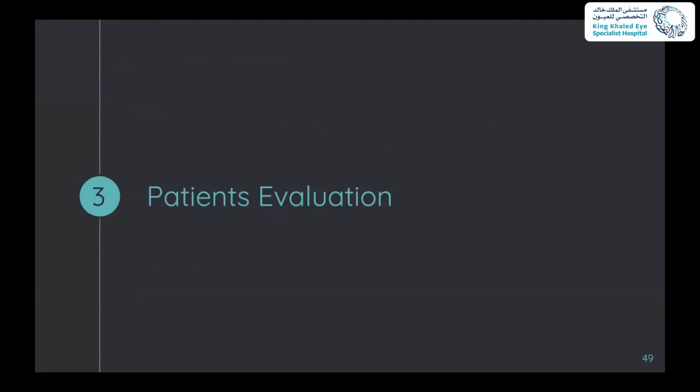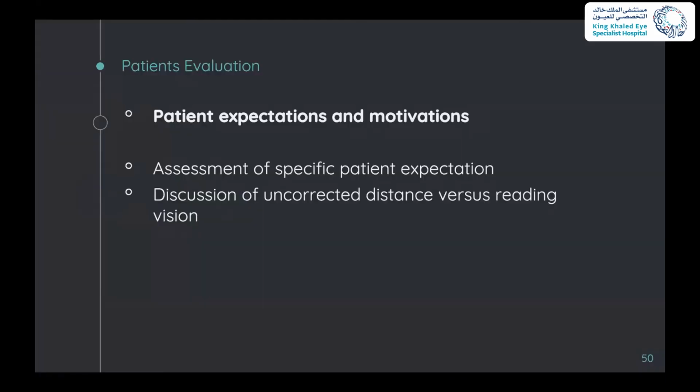Okay, so now we'll move on and speak about patient evaluation. For any intervention, knowing the patient's expectation and motivation is very crucial in order to address the need of the patient. So we need to assess the specific expectation, and then you need to discuss with the patient the uncorrected distance versus reading vision.